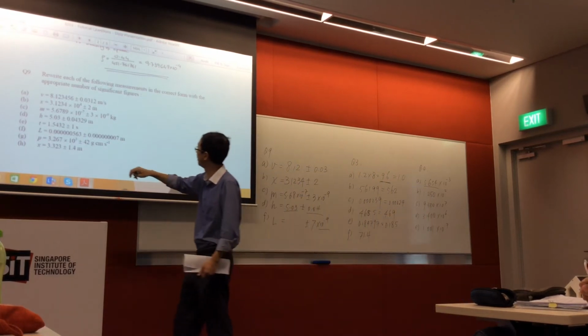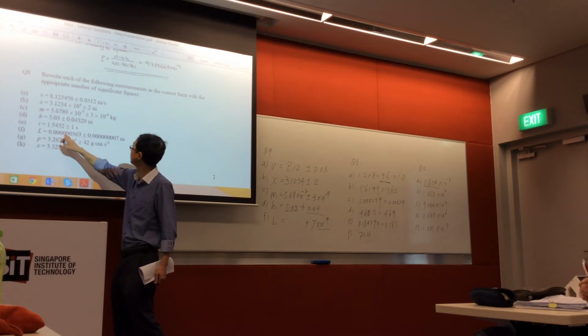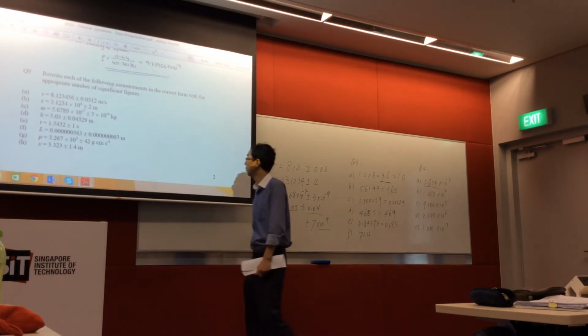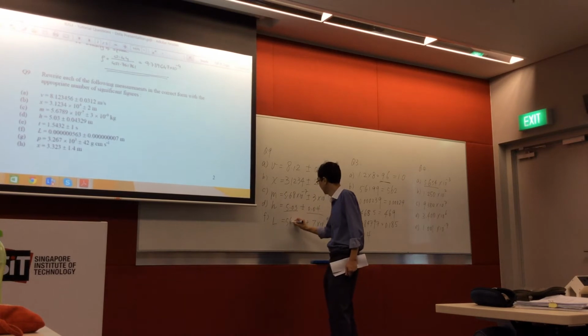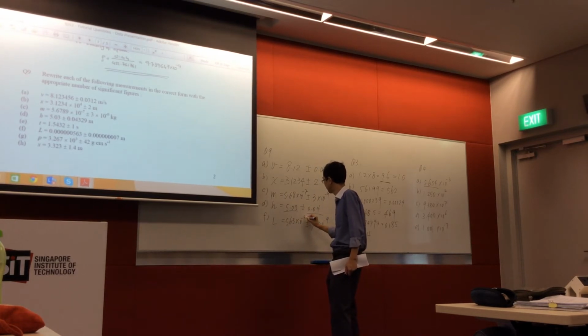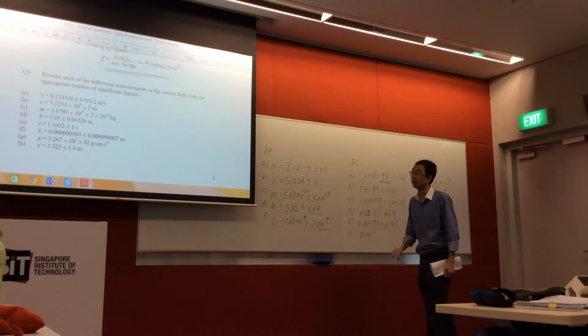So we will be. So this one is 2, 4, 6. Yeah, it will be 5, 6, 3 times 10 to the power 9.